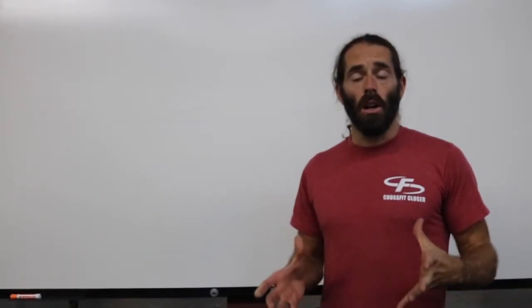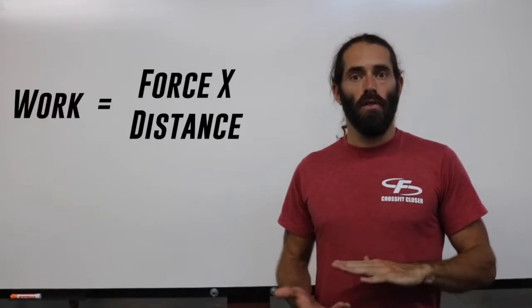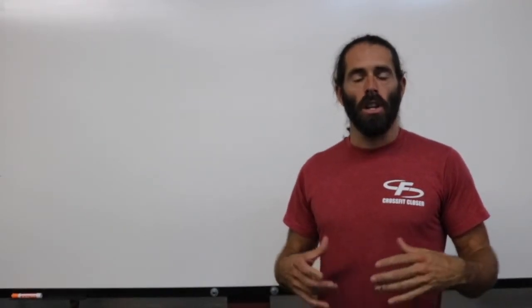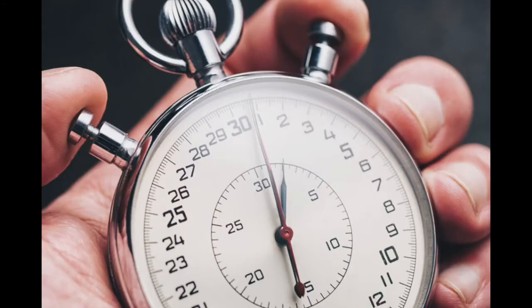So, power is defined as work over time. Work is defined as force times distance. So understand force is, say, how much something weighs or how much force is required to push it or pull it. Force is the force applied, simple. Distance, how far did the thing move? And then obviously time, relatively simple.